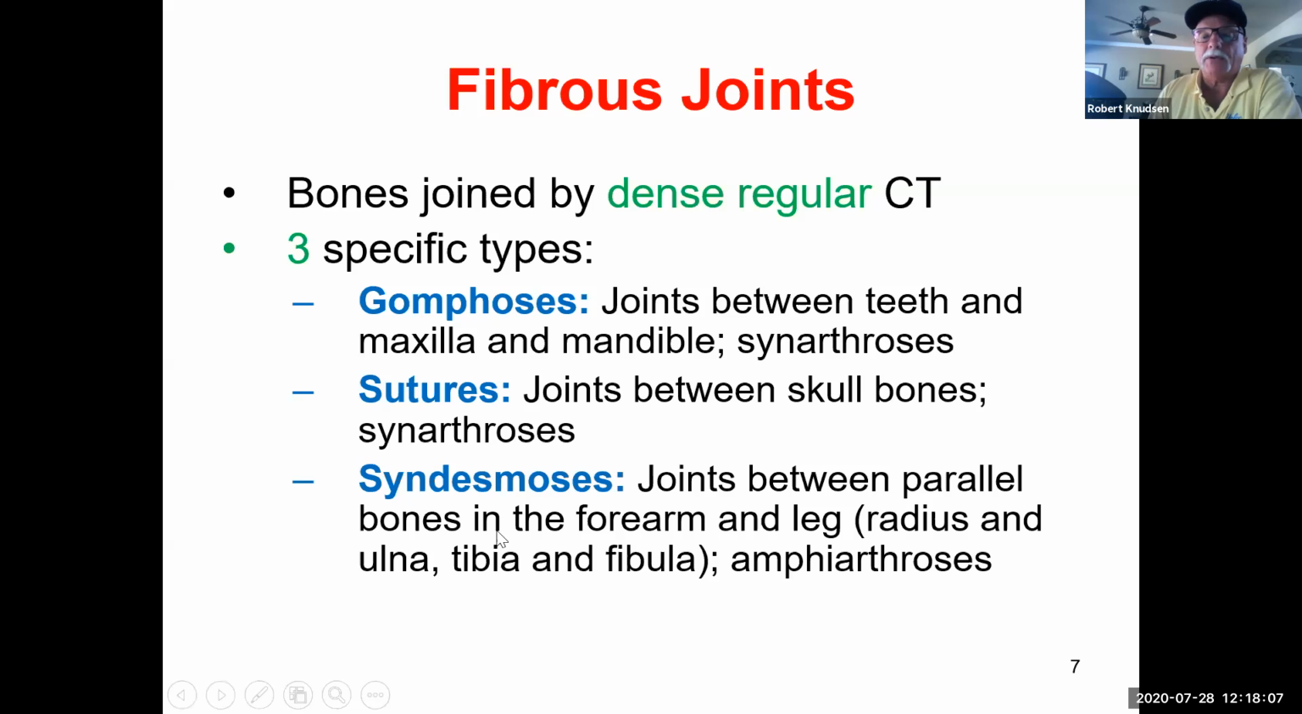It says joints between parallel bones in the forearm and the leg. Radius and ulna, radius on the thumb side, ulna on the little finger side. You have two bones right here, and they're parallel to one another. Down in your leg, you have the tibia and the fibula, and they parallel each other. There's some dense regular tissue in between them, kind of like a bed sheet. When you turn your arm or put pressure on it, the bones want to explode out laterally, so what keeps it there is tissue. What kind of tissue? Dense regular. And that's called a syndesmosis joint.